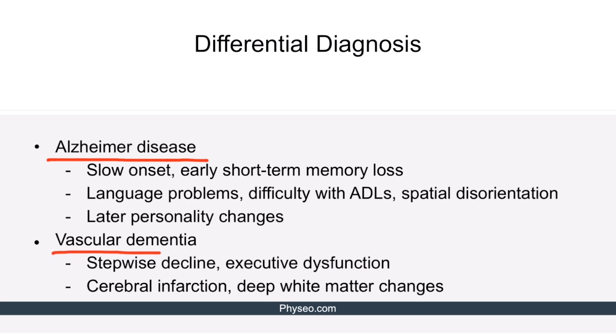Now let's move on to vascular dementia. In contrast to Alzheimer's disease, vascular dementia has a stepwise decline in executive functioning. This stepwise decline is related to gradual deficits associated with small vascular events in the brain.